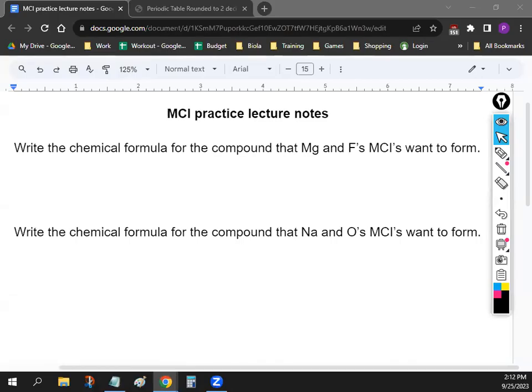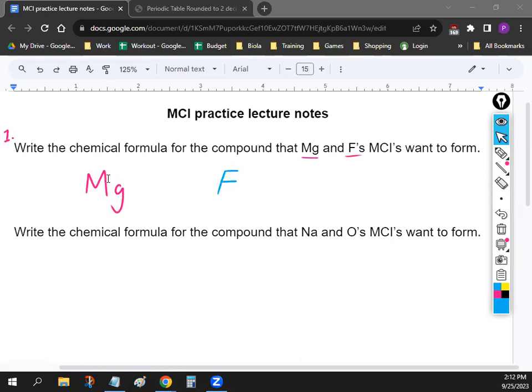All right, so we're going to write the chemical formula that's going to be made when we combine these two ions together. Okay, so let's write on our papers number 1, and then we're going to write Mg, and then we're going to write F. Okay, so on your paper, first problem, got Mg and F.